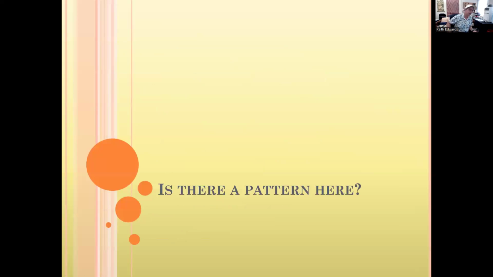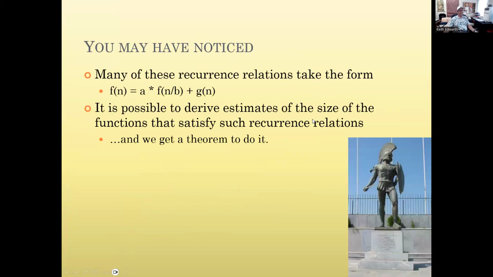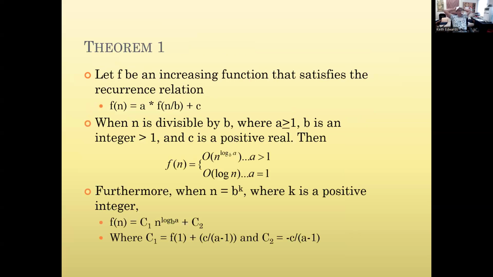So is there a pattern here? Well, obviously, if I'm putting a slide up there asking if there's a pattern, there's going to be a pattern. And in fact, these recurrence relations are of the form a times f of n divided by b plus g of n, just like we talked about in the intro slide. It's possible to derive estimates of the growth of the functions based on these recurrence relations, and we get a theorem to do it. And so here is Theorem 1. Let f be an increasing function that satisfies the recurrence relation f of n is equal to a times f of n divided by b plus c.